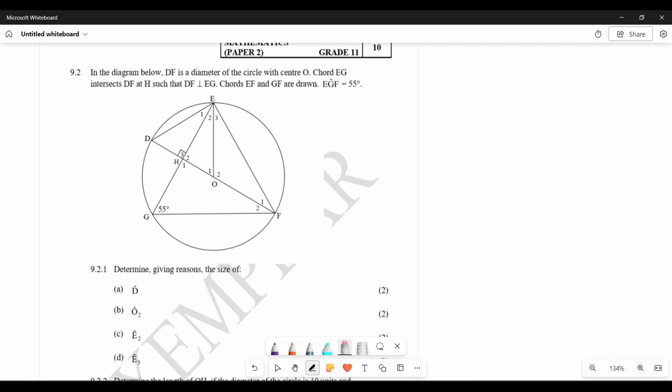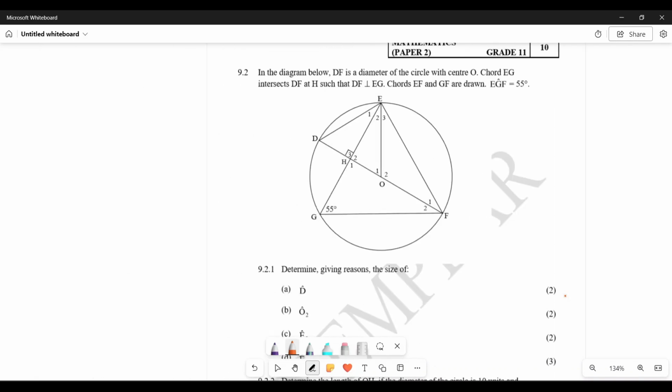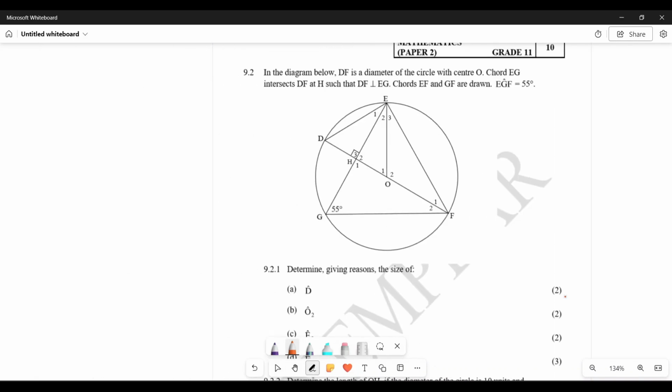Now moving on to the next question, which is 9.2. Here we need to determine sizes given reasons, right? Let me give you a tip with regards to these type of questions, and I'm going to try and write them on the side. First step, you're going to try and see if you can use theorems.